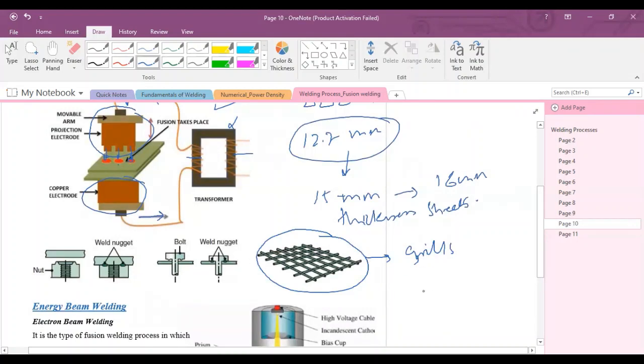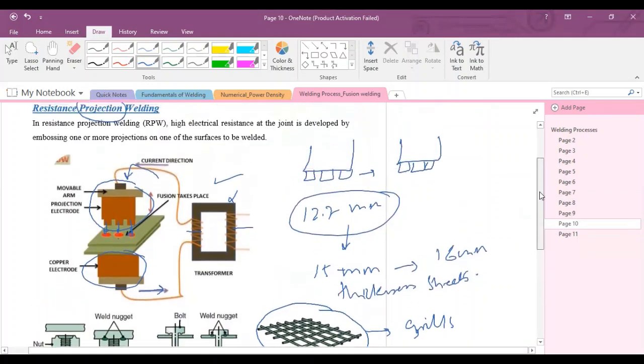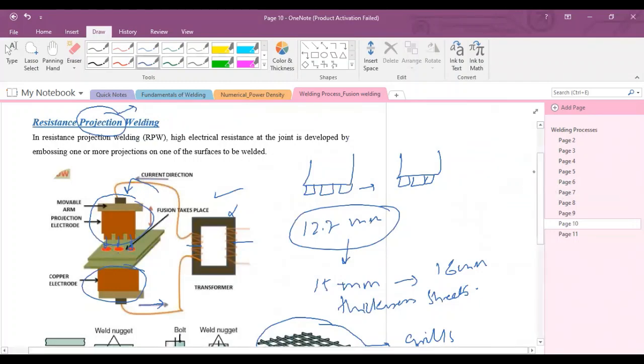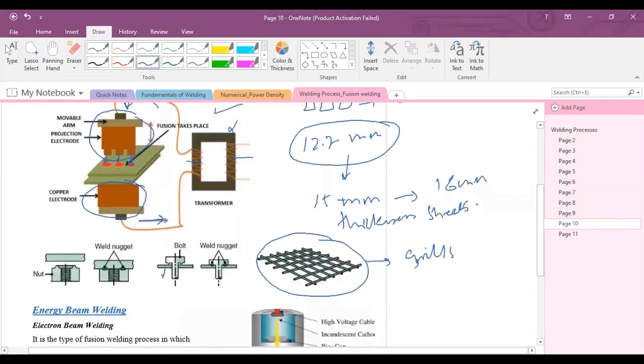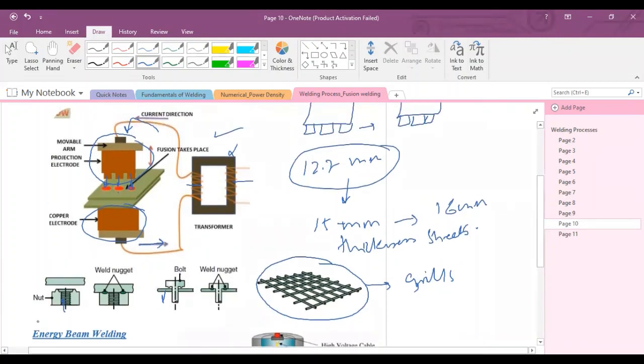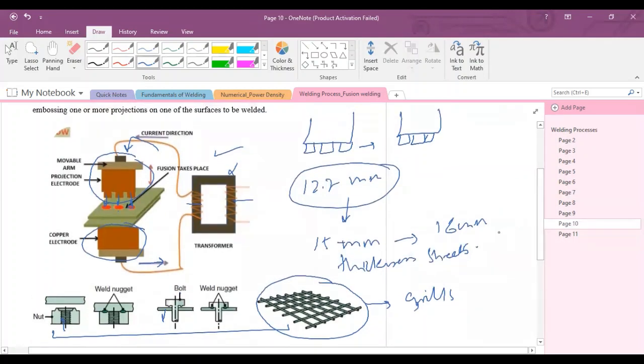You can see sometimes there are some sheets on which bolts or screws are welded permanently. So for this permanent joint, projection welding is used to permanently join the bolt with the sheet. This projection welding will be used, and there's one nut which is permanently welded into the sheet. You can see these three are the most common applications of projection welding.